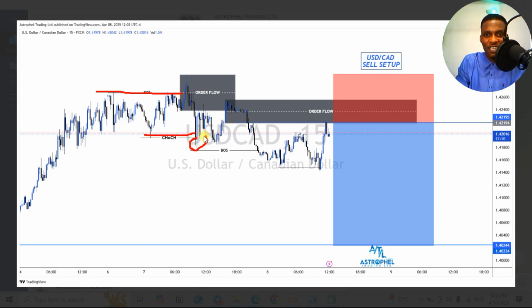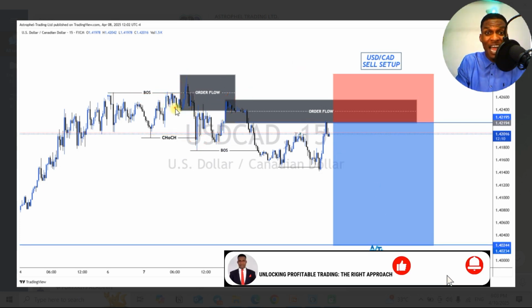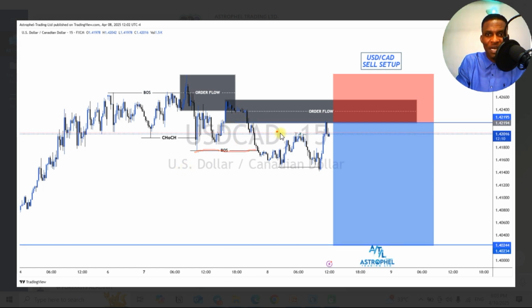And after the change of character, we saw price enter into our order flow. That is the series of buy candlesticks before the change of character. That is what we refer to as order flow. And secondly, price broke a new structure to the downside and also returned back into the order flow right about here. And ever since then, we've been anticipating price to actually continue the down move.